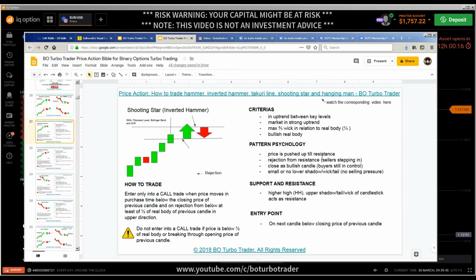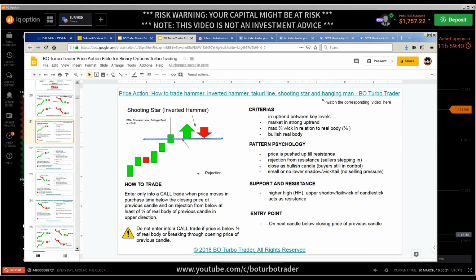Price is pushed up till resistance. That is what this is telling us. And then, important, how to trade this. Enter into a call trade only when price moves in per case time below the closing price of the previous candle and on rejection from below at least half of the real body of the previous candle in upper direction. That means this one. If you get in the per case time the movement downwards to half of the wick, and then you get a rejection, then you enter into a call.